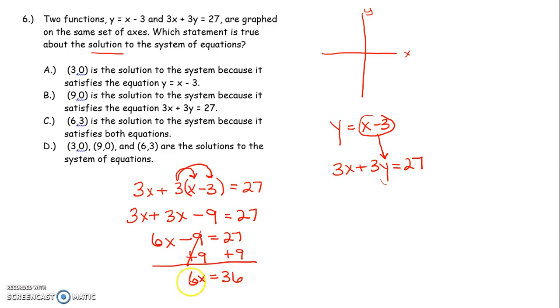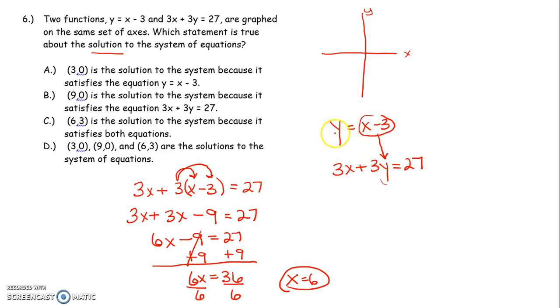How do I get x all by itself? Well, 6 times x. How do I undo that multiplication? Division. So I'm going to divide this side by 6, and I'll divide this side by 6. And I'll get x equals, what's 36 divided by 6? x equals 6. So I now know my x value. So it appears to me as though there'll be one solution to this system of equations. The x value will be 6.